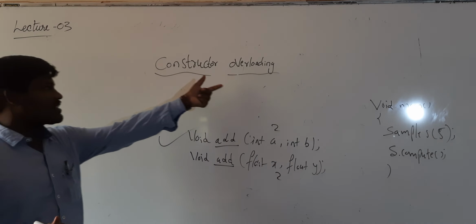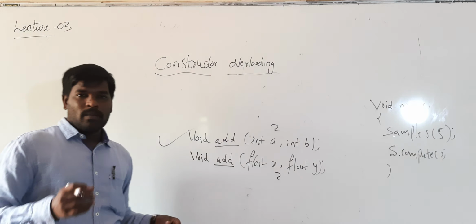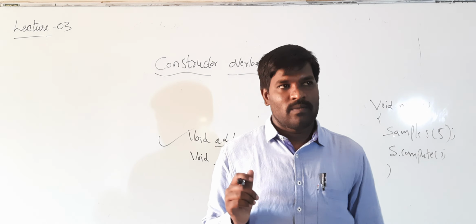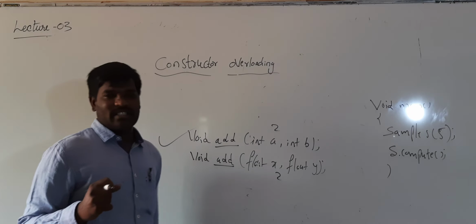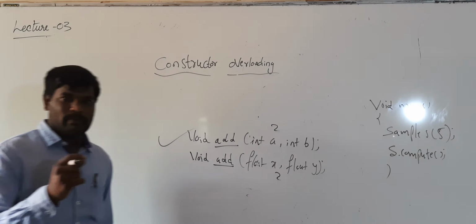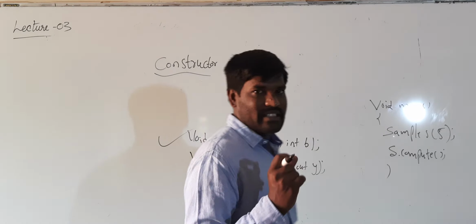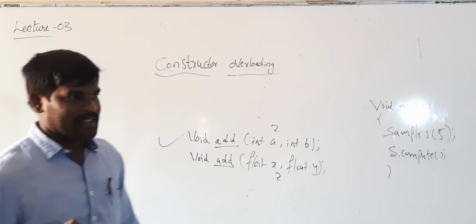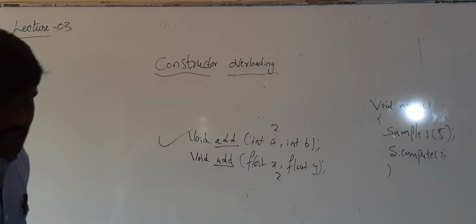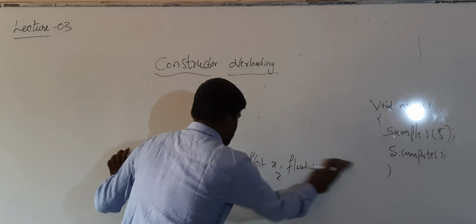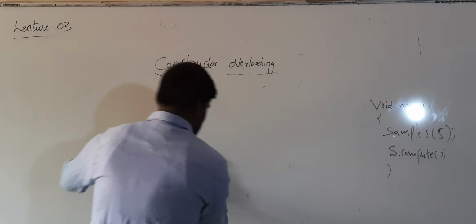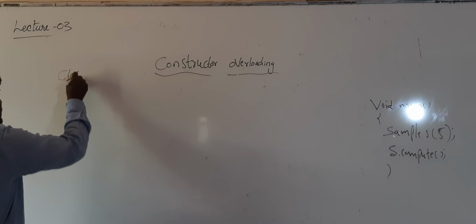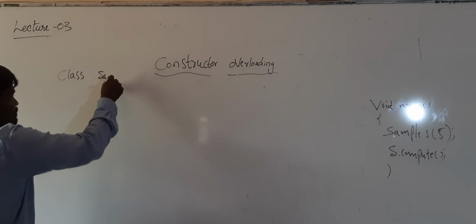So constructor overloading means more than one constructor can be defined in a program. For example, there are three types of constructors: the zero-argument or default constructor, the second one is the parameterized constructor, and the third one is the copy constructor. Okay, example. See here, if you define more than one constructor in class sample.